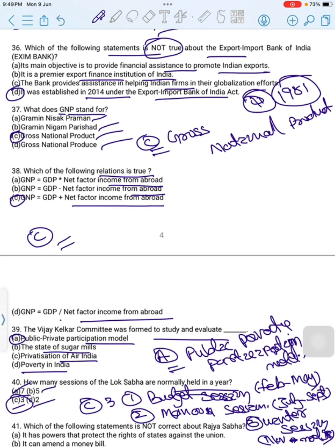How many sessions of the Lok Sabha are normally held in a year? 3 sessions. First one is budget session, February to May. Second is monsoon session, July to September. Last is winter session, November to mid-December.